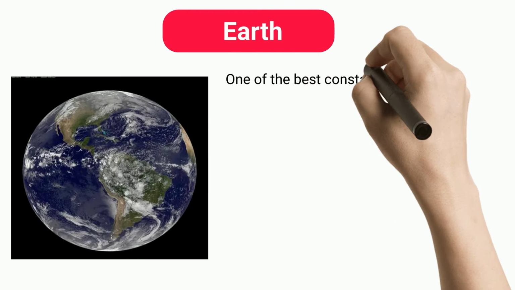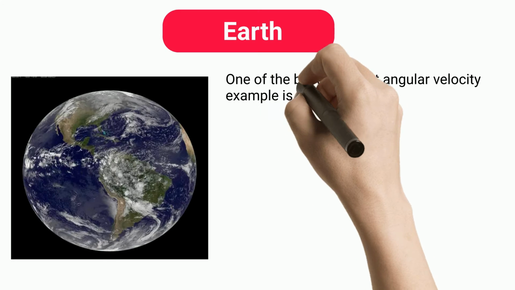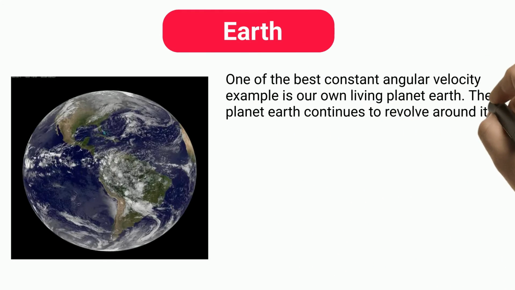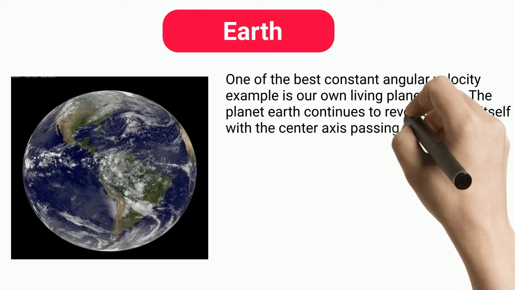Earth. One of the best constant angular velocity examples is our own living planet Earth. The planet Earth continues to revolve around itself with the center axis passing through it.